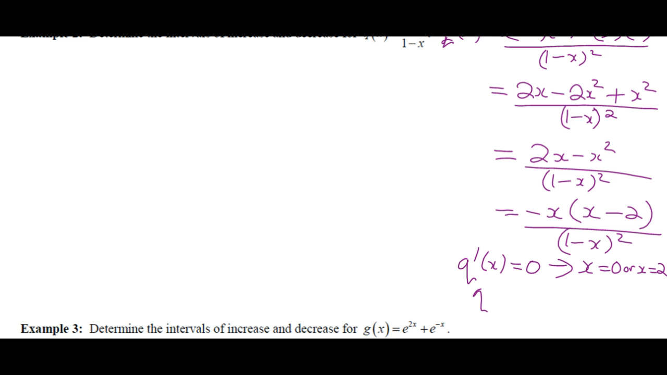Could q prime of x not exist? Where does it not exist? When x equals 1, right? Stick a 1 in there, 1 minus 1 is 0, 0 squared, dividing by 0. Okay, so we know stuff is happening when x is 1. Right, x equals 1.